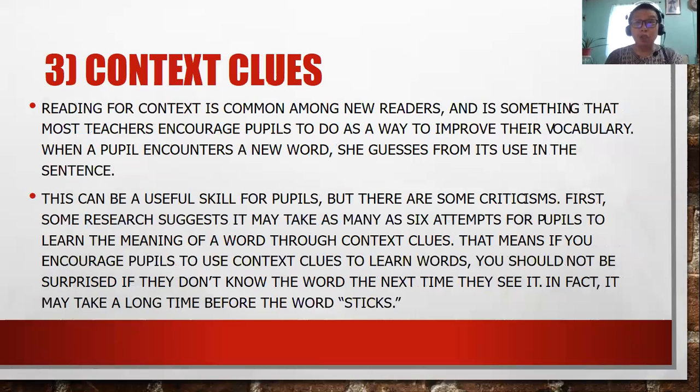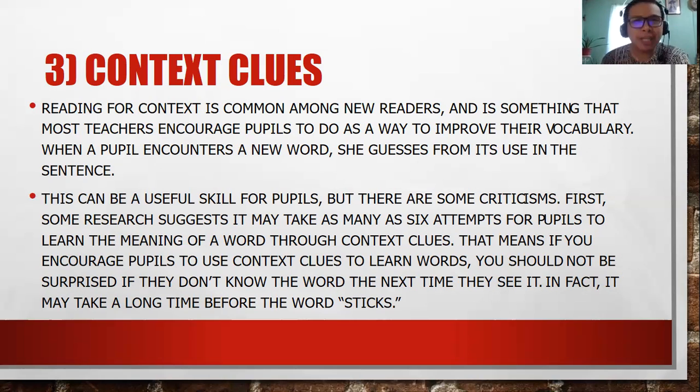The third is the use of context clues. What's that? Reading for context is common among new readers and is something that most teachers encourage pupils to do as a way to improve their vocabulary. Instead of using the dictionary, we can use how these words are used in the sentence. When a pupil encounters a new word, she guesses from its use in the sentence. And that is very common among new readers.